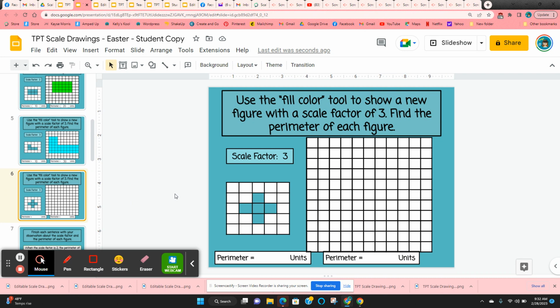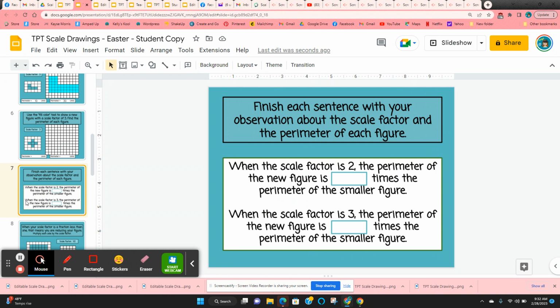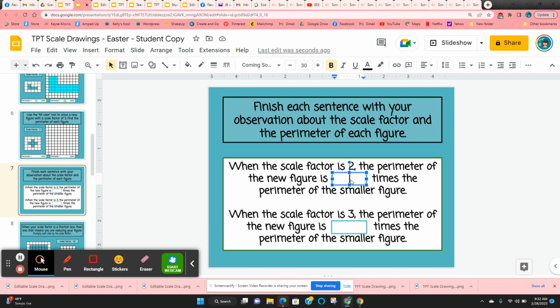Now the next slide is just a different figure. This one's a little bit tricky sometimes for the students. Each side is going to be multiplied by 3. Again, we're going to look at the perimeter, and at this point, they should be able to guess what the larger perimeter will be. Slide 7 is just a reinforcement of what they just learned. If the scale factor is 2, the perimeter will be 2 times larger.